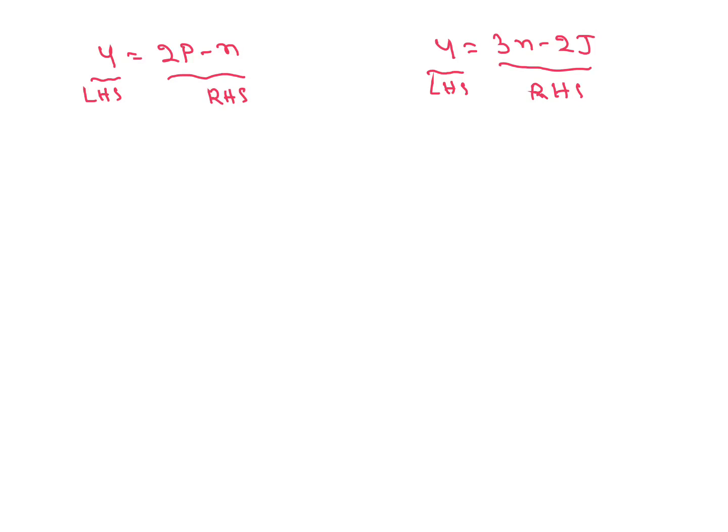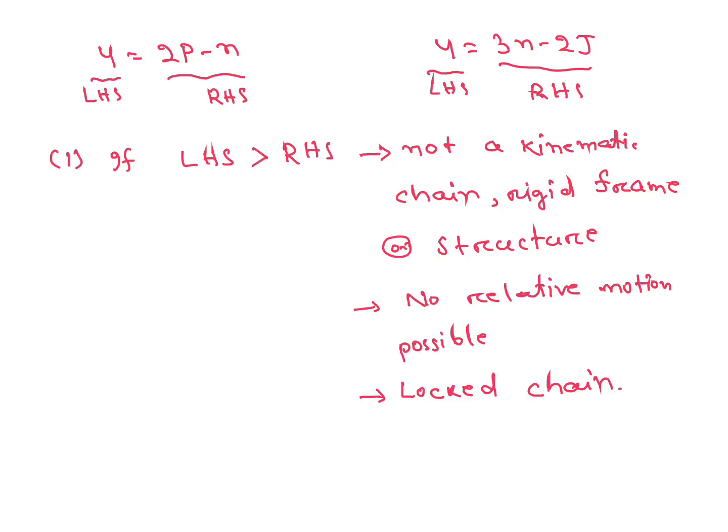3 conditions are there. In condition 1, if LHS is greater than RHS, it's not a kinematic chain. It is called a rigid frame or rigid structure. No relative motion is possible. It is also called a locked chain.